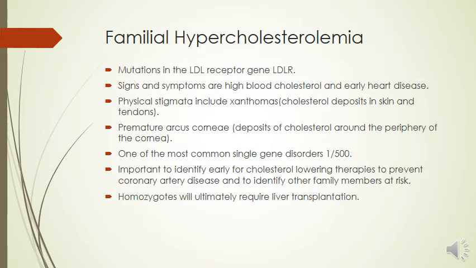If we look at familial hypercholesterolemia, it's caused by mutation in the LDL receptor gene, LDLR. The signs and symptoms are high blood cholesterol and early heart disease. Physical stigmata include xanthomas, or cholesterol deposits in the skin and tendons, and premature arcus cornea, which are deposits of cholesterol around the periphery of the cornea. It is one of the most common single gene disorders, occurring about 1 in 500 individuals. It's important to identify early for cholesterol-lowering therapies to prevent coronary artery disease and to identify other family members at risk.